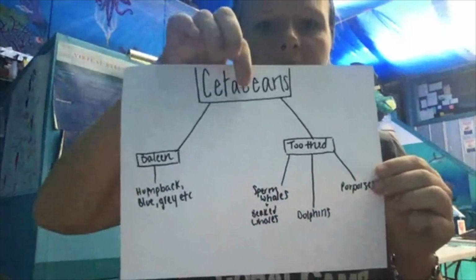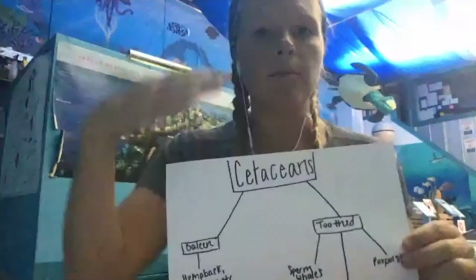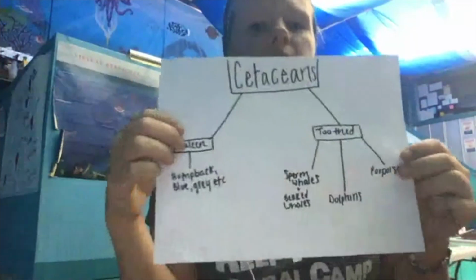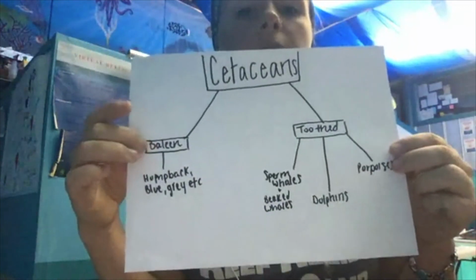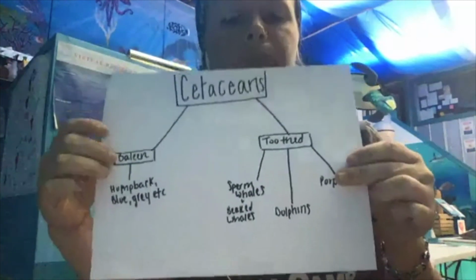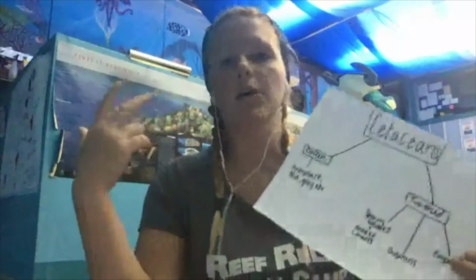So we have the cetaceans, so that is all whales, and that is just one big umbrella to categorize, like we were saying, different whales. So then we have your baleen whales right here, your toothed whales, which are right here. In the baleen category, you have your blue whales, your humpback whales, your gray whales, all those really big guys with the baleen teeth.